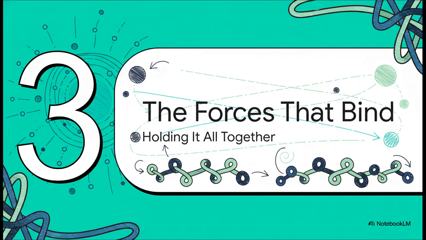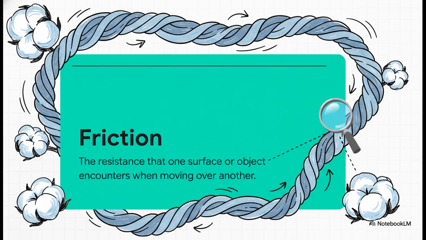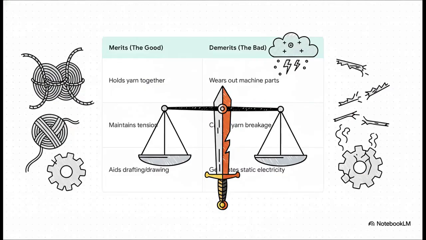But creating a strong fiber is really only half the battle. Now we're going to explore the invisible forces that are literally holding your clothes together as we speak. First up, let's talk about friction. We usually think of friction as a bad thing, something that slows us down. But in textiles, it is the unsung hero. When tiny fibers are twisted together to make yarn, it's the friction between them that stops the whole thing from just puffing apart into a fluffy mess. It's the glue.